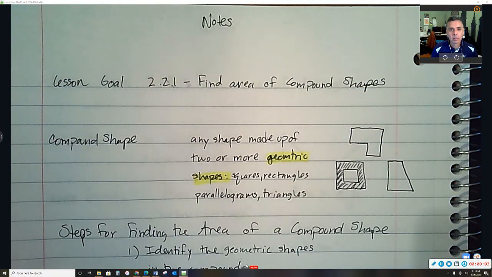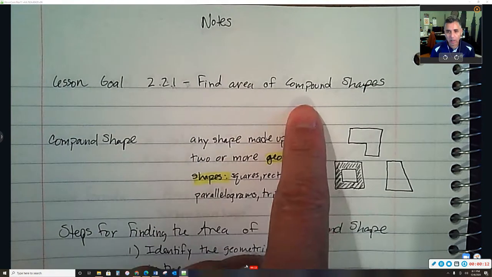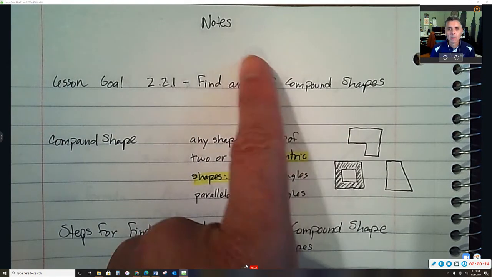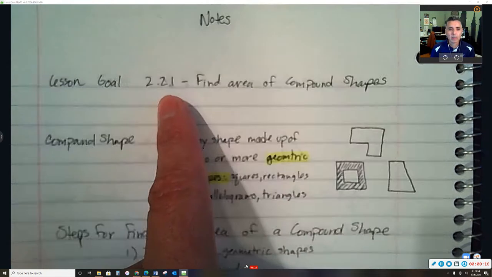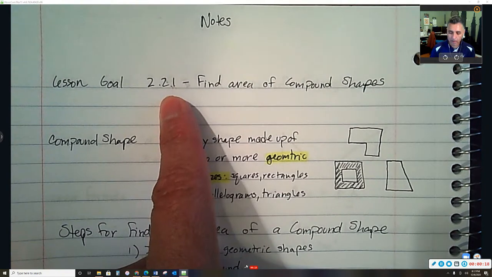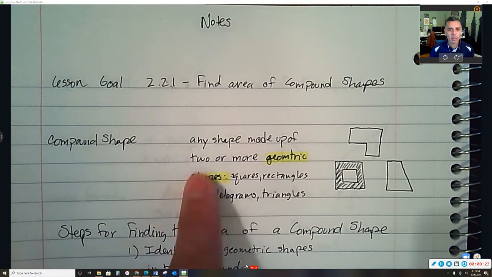Hey everyone, so today we have notes. We're moving on to something kind of new. We're still finding area, but now we're going to be finding area of compound shapes. So go ahead and put notes up here. That's our lesson goal. If you need to pause this to write that, go ahead and pause it. If not, I'm just going to keep going.